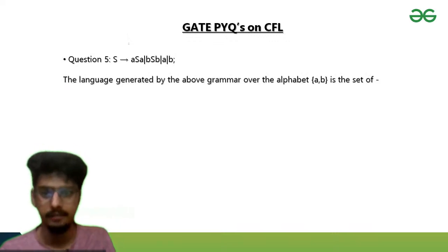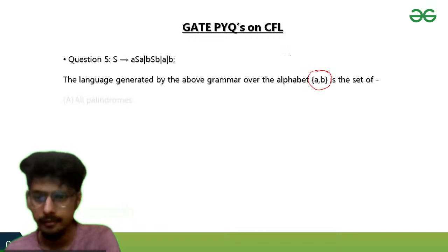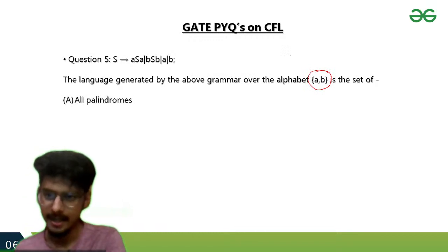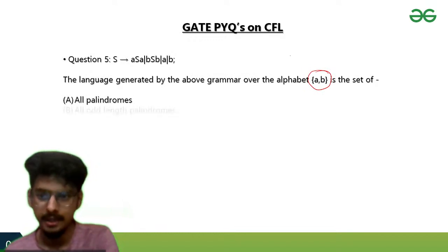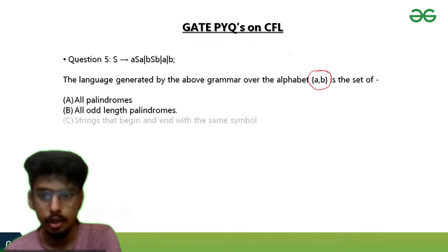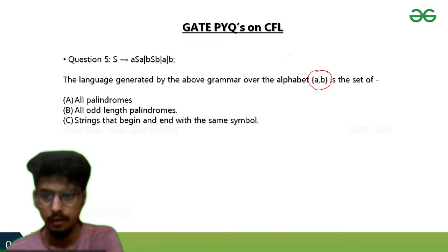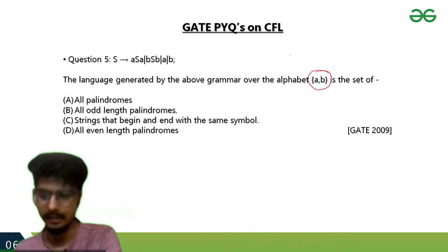But anyways, this question says that you are given this grammar. The language generated by the above grammar over the alphabet a, b is the set of: first option says all the palindromes, second option says all the odd length palindromes, third option says strings that begin and end with the same symbol, fourth option says all even length palindromes.